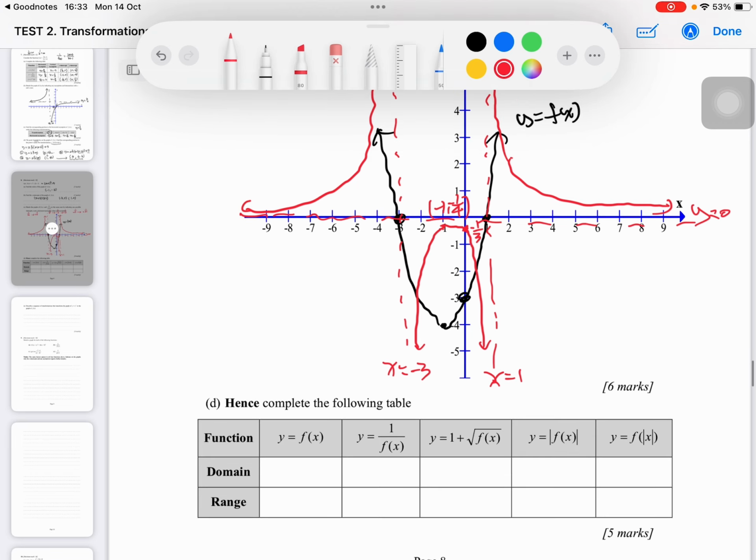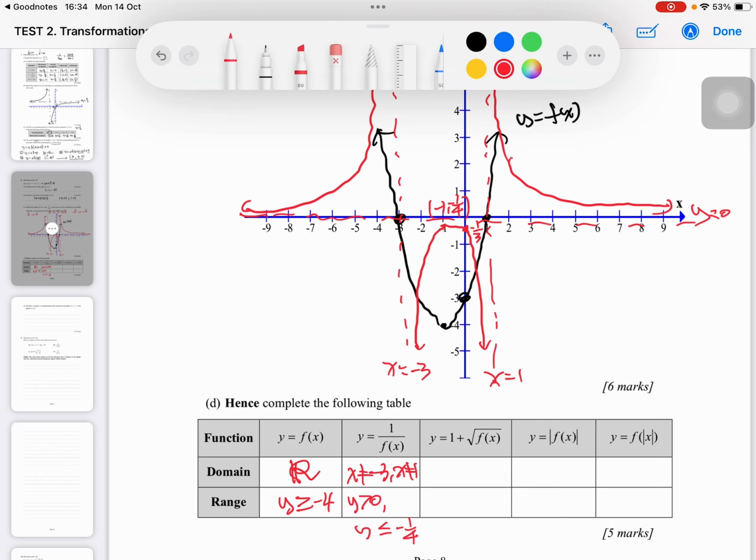So here, domain and range of f of x: domain all real numbers, range y is larger than or equal to negative 4. The domain here for the reciprocal, x cannot be negative 3, x cannot be 1. So range y is larger than 0 or y is smaller than or equal to negative 1 over 4. 0 is an asymptote, so it cannot be 0 itself.